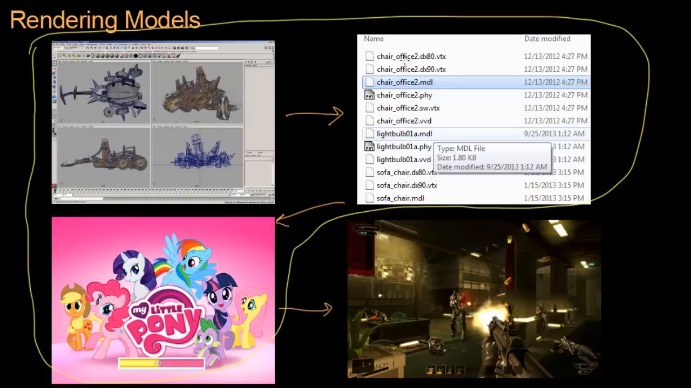Next week we are going to get started with figuring out how to apply textures to our triangle meshes. And so I have textured models. See you next week.